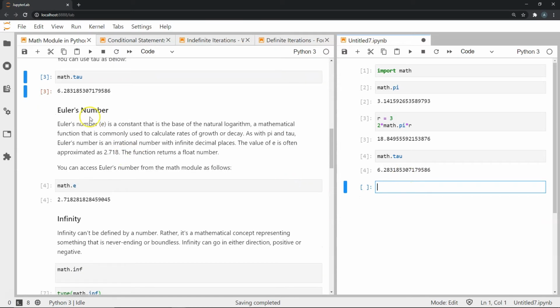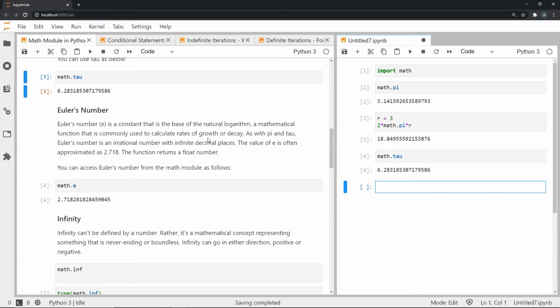The next constant is Euler's number. Euler's number is one of the most widespread constants used in the scientific and mathematical community. You will probably be using Euler's number a lot if you move into data science or AI or something like that. So what is Euler's number? It is the base of the natural logarithm. If you know what the natural logarithm is, it is used to calculate rates of growth or rates of decay.